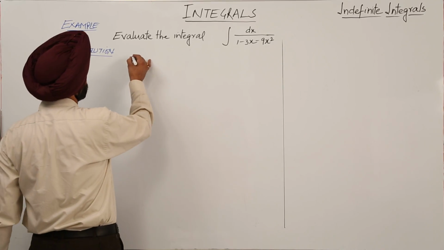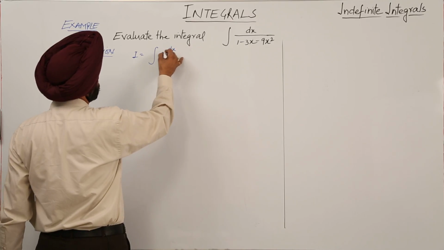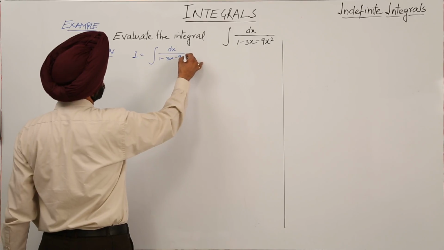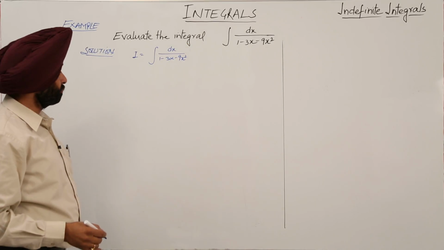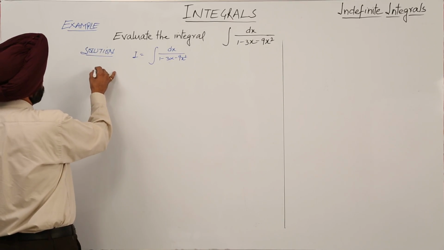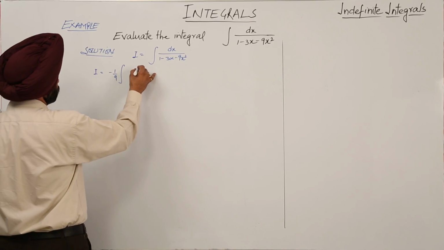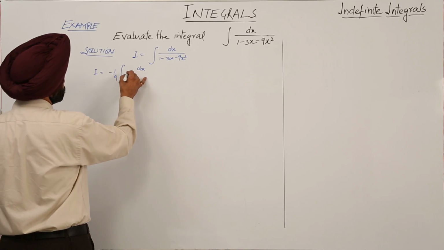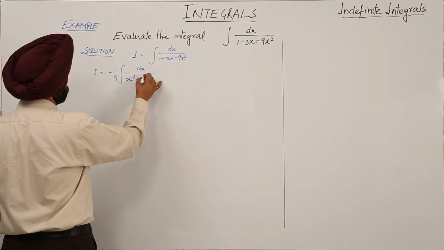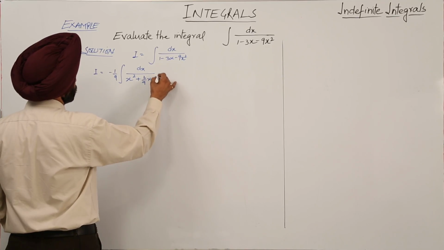We are having a question now: integration of dx upon 1 minus 3x minus 9x square. Now this can be written as minus 1 upon 9, dx upon x square plus 3 upon 9x minus 1 upon 9.